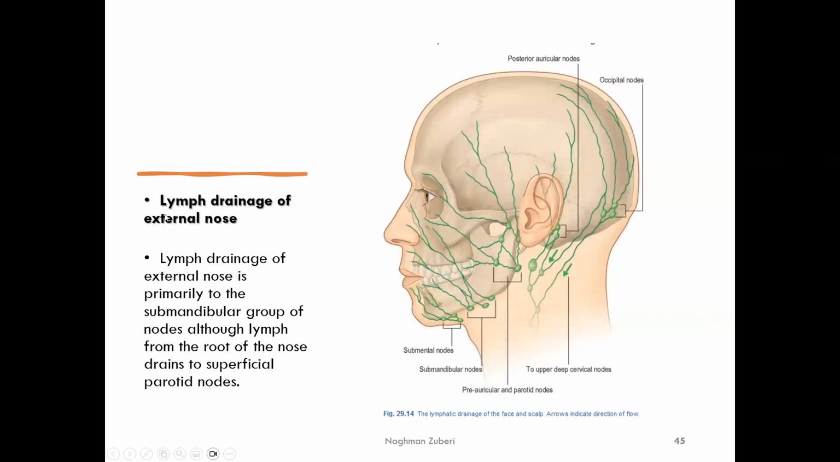Questions also come in a different way, like they can ask you about the lymph drainage of the external nose. So over here, I have just made it a little bit more precise and concise for you in this way, so that you will get the answers in this manner. So lymph drainage of the external nose. Lymph drainage of the external nose is primarily to the submandibular group of the nodes. Although lymph from the root of the nose can drain to the superficial parotid nodes as well.